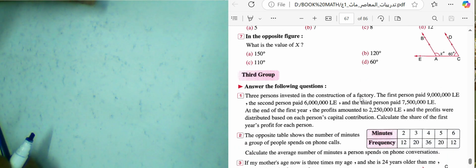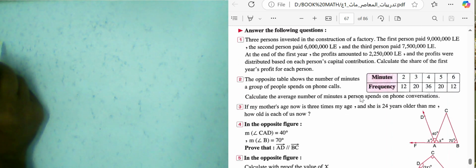Next question, third group. Number 1. 3 persons invested in the construction of a factory. The first person paid 9 million, the second paid 6 million, and the third paid 7,500,000. At the end of the first year the profits amounted to 2,250,000 and the profits were distributed by each person's capital contribution. Calculate the share of the first year's profit for each person.